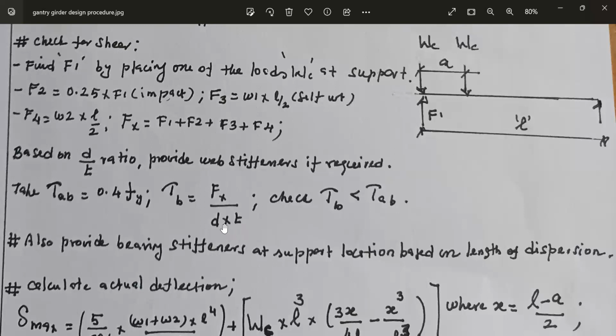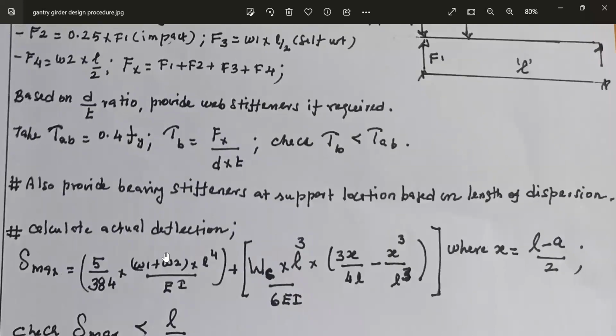Therefore, Fy should be taken. We need not calculate Fcbd. All gantry girders are laterally restrained by means of plan bracings. And we have to calculate the deflection due to all uniformly distributed loads: 5 by 384 into W1 plus W2. This is the gantry girder load, and this is the rail load. This is the deflection due to uniformly distributed load.